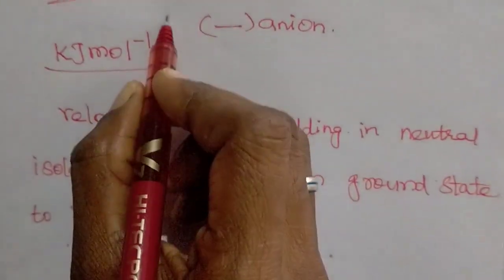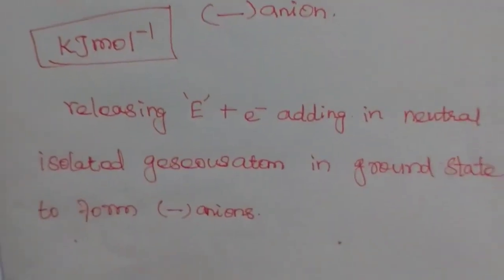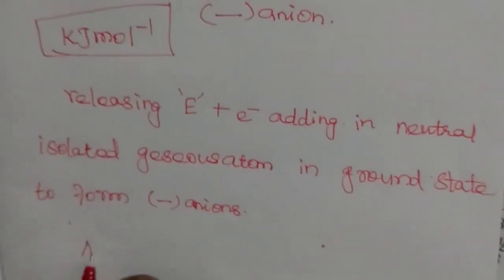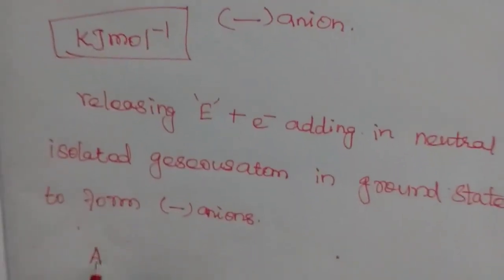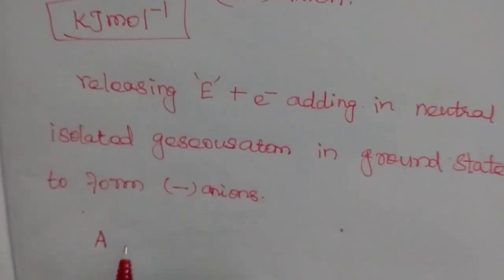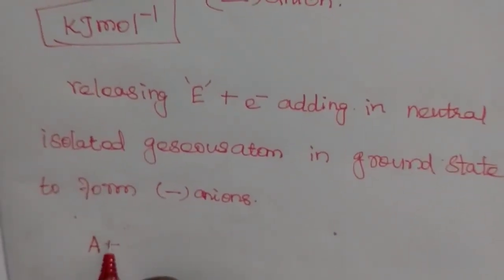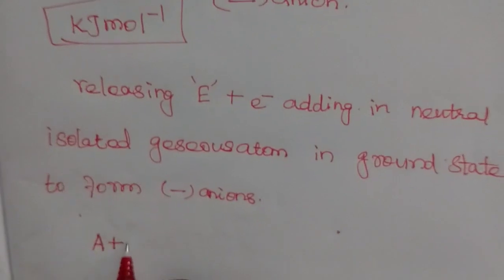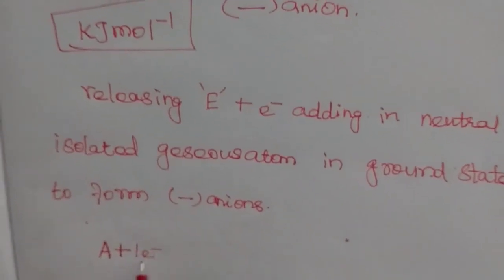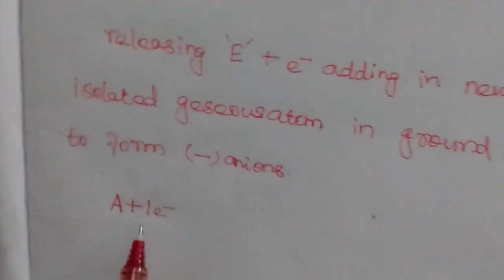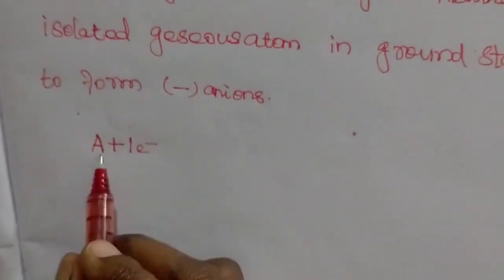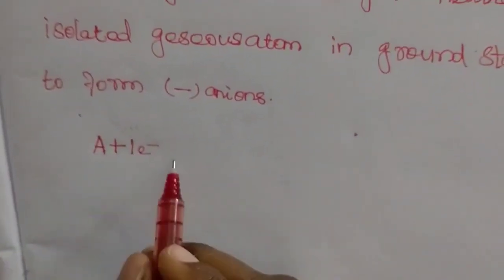So it is expressed by the unit kilojoule per mole (kJ mol⁻¹). We took one element, A. It releases some energy with the addition of one electron. So we have here the addition of one electron to one element.